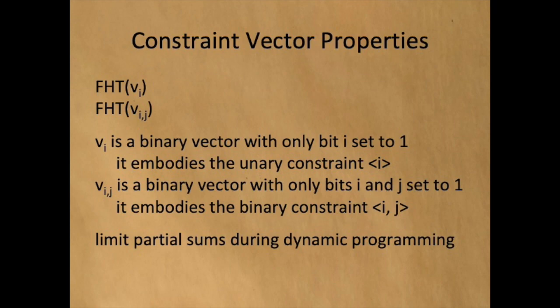Next, we will look at constraint vector properties. This is what we know about the fast Hadamard transform of Vi and the fast Hadamard transform of Vij. Vi is a constraint vector with only bit i set to 1, all others are set to 0. Vij is a constraint vector with bits i and j set to 1, all other bits are 0. In this case, i must differ from j.